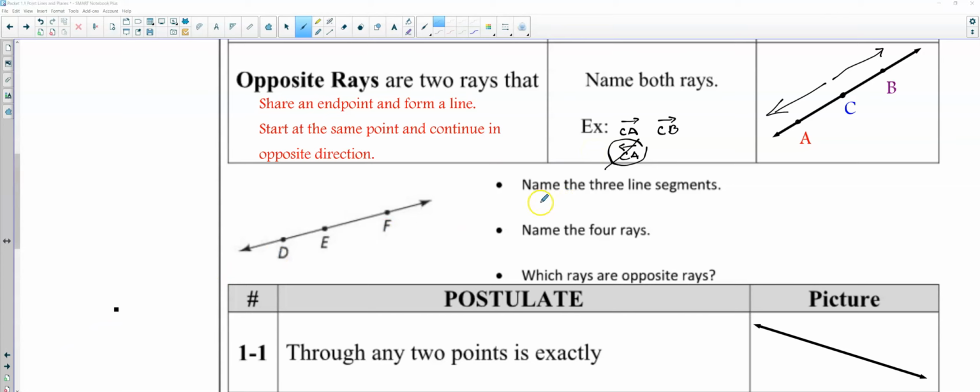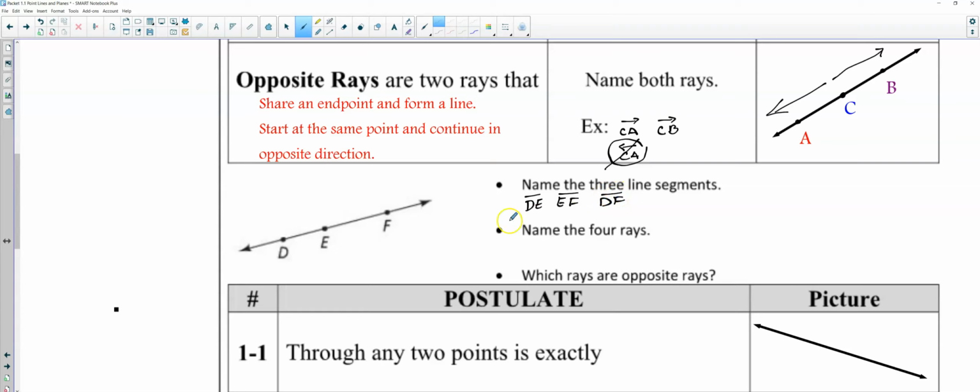And they give us a few examples here in your paper. It says name the 3 line segments. Well, let's see. We got one right here that goes from D to E. So I could put DE, that's my first line segment. Notice line segments do not have arrows on top. Then we have EF. It goes from E to F or from F to E. That's the other segment. So we have this short one right here, we have this longer one, and then the big one, DF.